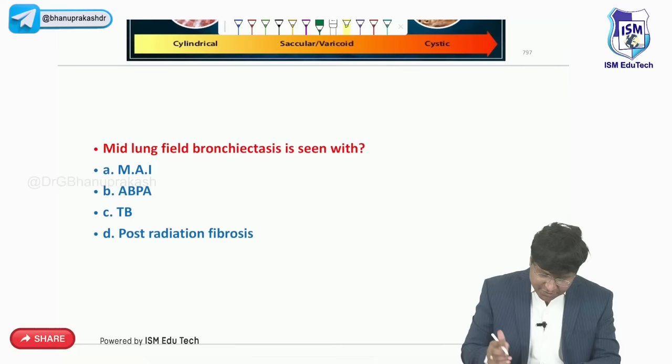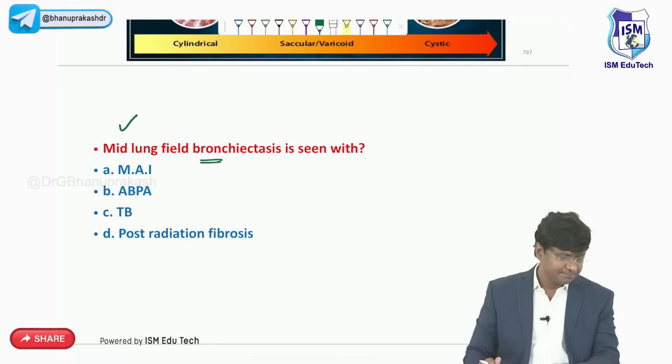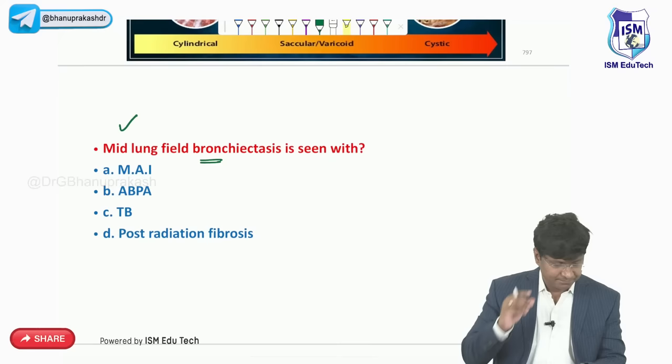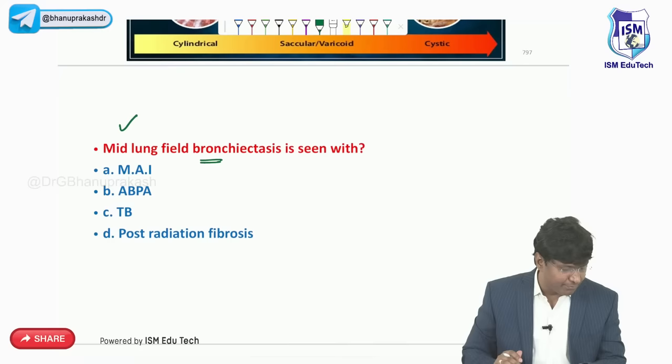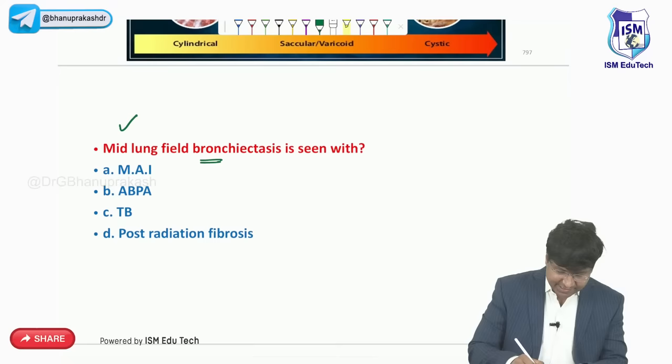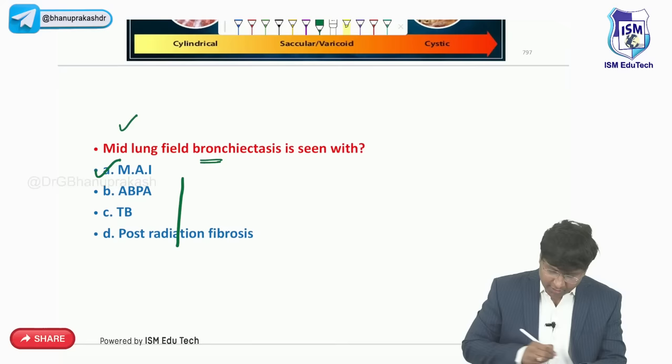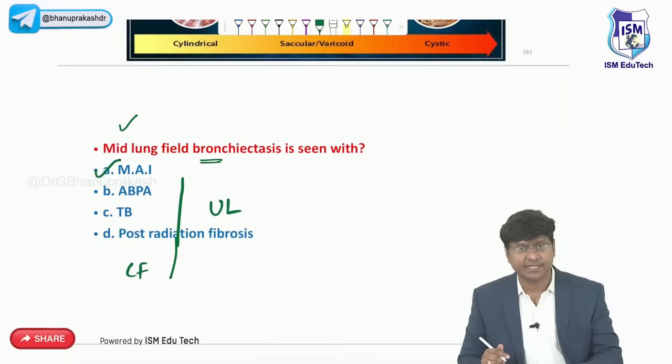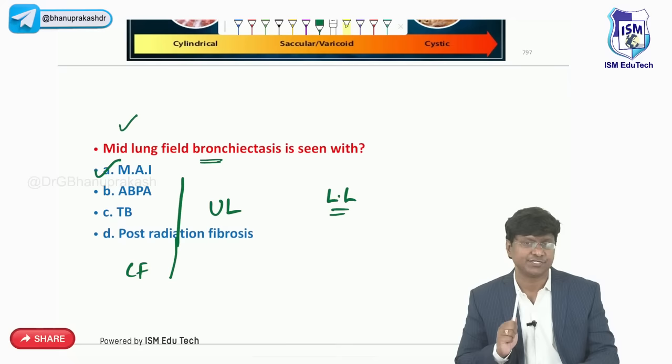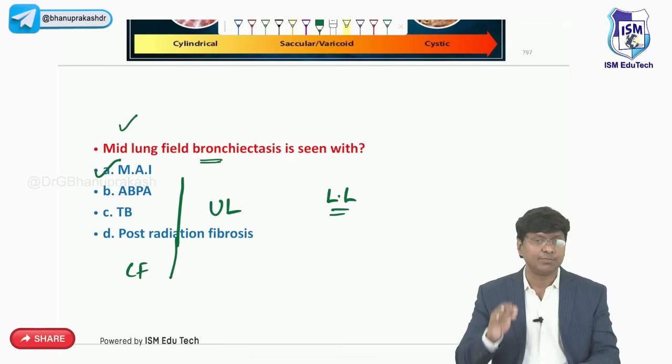And you should know which particular condition causes mid-lung field bronchiectasis. What is the condition where you will have mid-lung field bronchiectasis? Mid-lung field bronchiectasis is seen in case of Mycobacterium avium infection. Whereas in the remaining, that is allergic bronchopulmonary aspergillosis, tuberculosis, post-radiation fibrosis and cystic fibrosis, it is the upper lobe bronchiectasis which is more common. And you also have lower lobe bronchiectasis, mainly seen in case of aspiration. Recurrent aspirations cause lower lobe bronchiectasis. Okay, that is about your upper, middle and lower lung bronchiectasis.